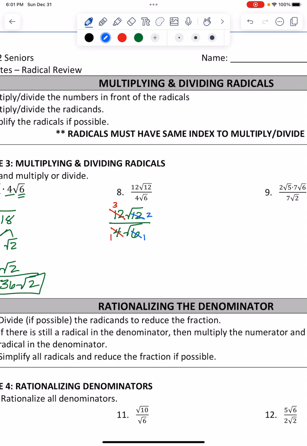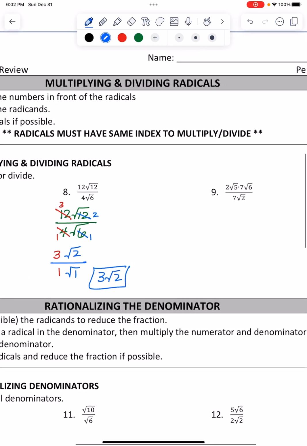those. So what we have left is 3 square root of 2 over, and then 1 square root of 1, which 1 times square root of 1 is just 1. So we just get 3 square root of 2. Okay, so that's what we're working with there.